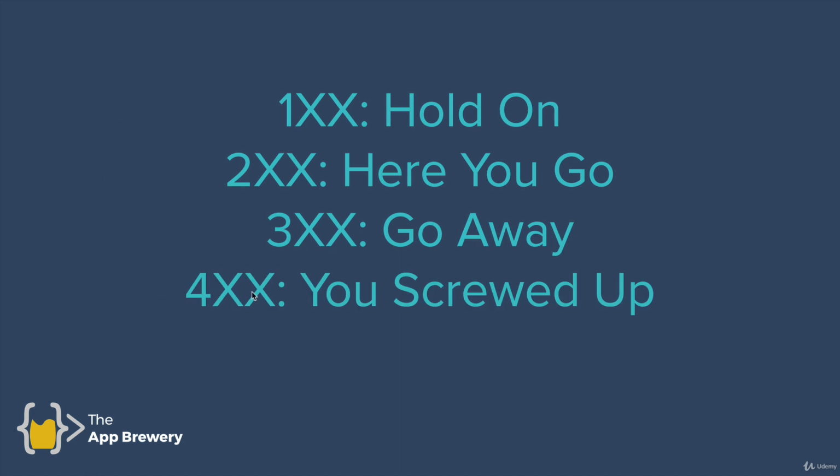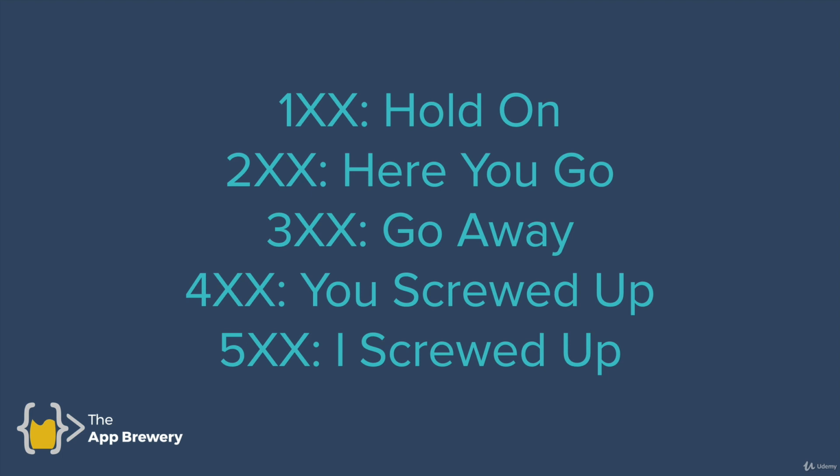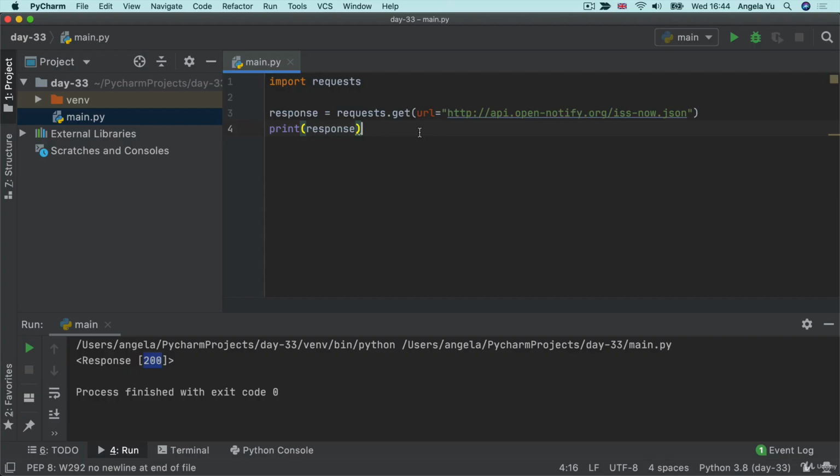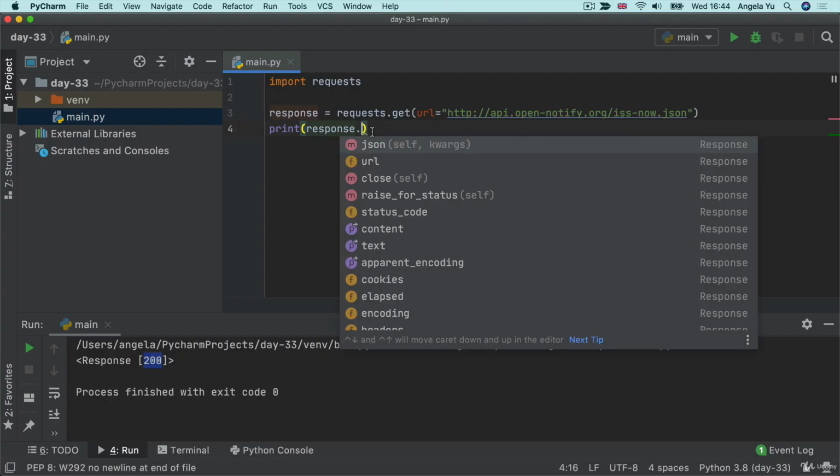Either it could be a 404, which means that you screwed up and the thing you're looking for doesn't even exist. Or it could be 500 something, which means I, as in the server that you're making the request to, screwed up, and maybe the server is down, maybe the website is down, or maybe there's some other issue. So that's just a quick at a glance sort of way of remembering what's actually happening when you're getting these response codes.